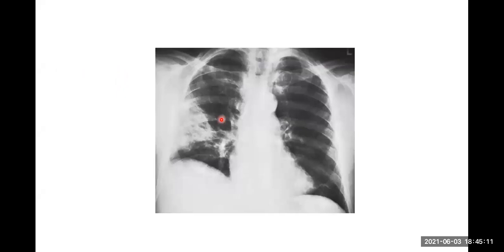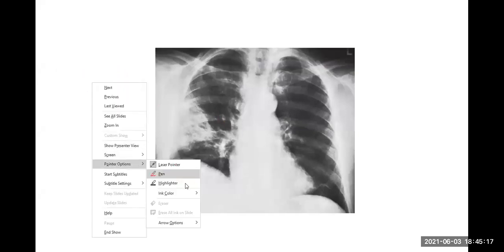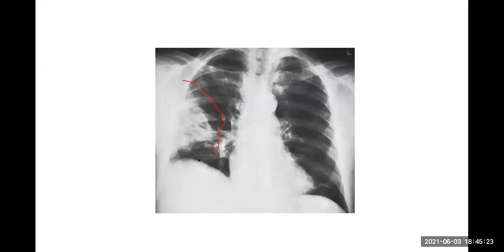Right. Now just to show you some other important stuff, here is another consolidation. So you can see the consolidation here. නේද? මෙතනත් අපිට consolidation එකක් පේනවා. So it is again a heterogeneous opacity. You can see that very nicely.